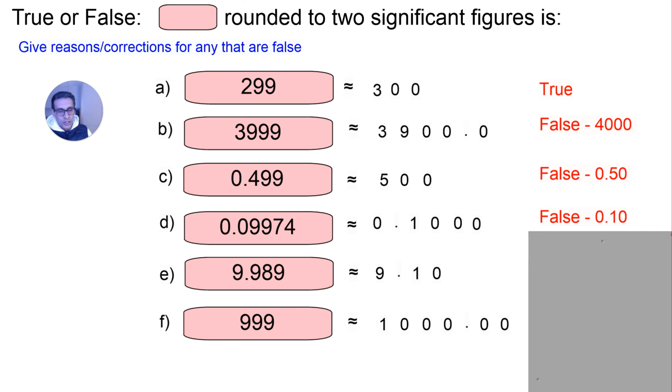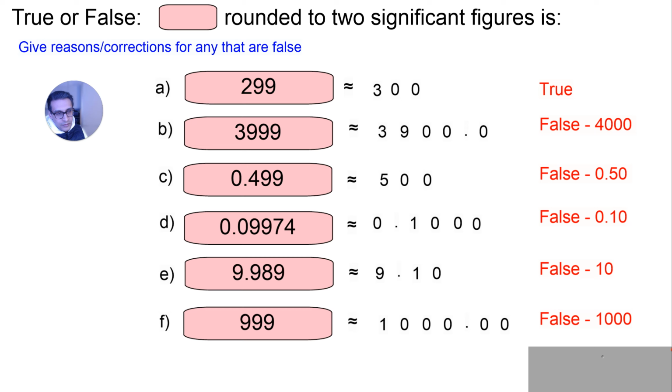Question D is false. It should be 0.10. And again, that zero there is very important. This is where students go wrong in tests and exams. Question E, this is going to be 10. And then question F is false. It should be 1,000. Okay. That is the true or false.